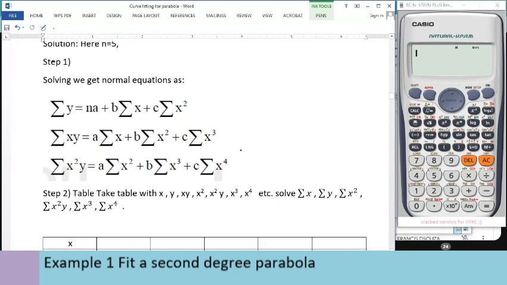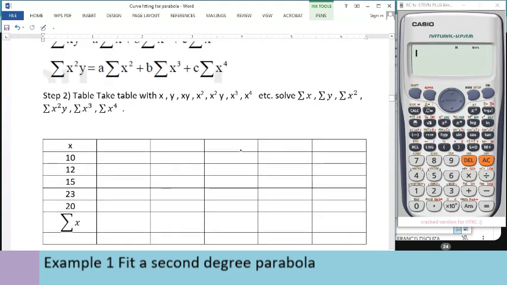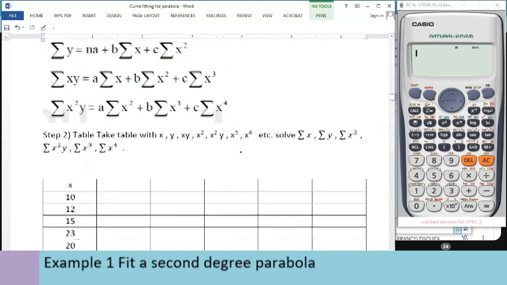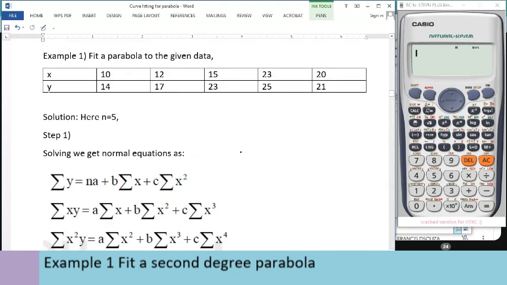What is required? First in the table you take x and y. Already you know how to take down in the table. So here we have the table. For x, take down all the x values. How many x values are there here? It is 10, 12, 15, 23.